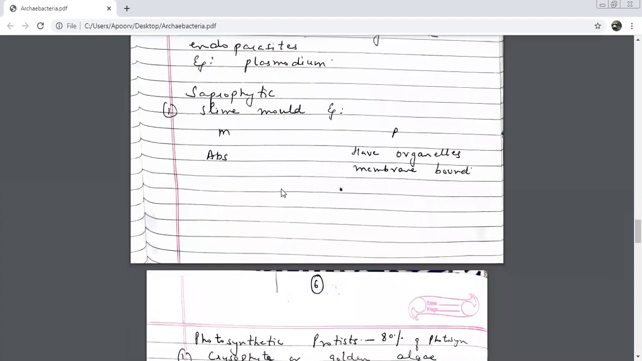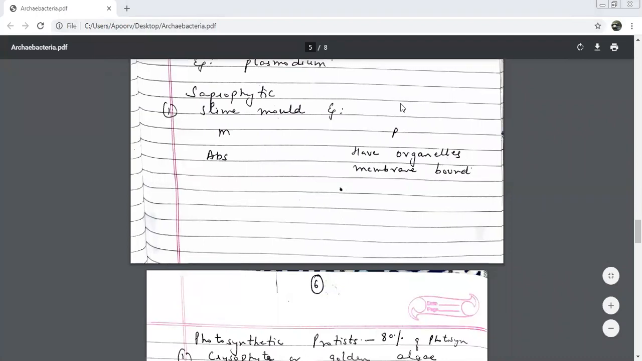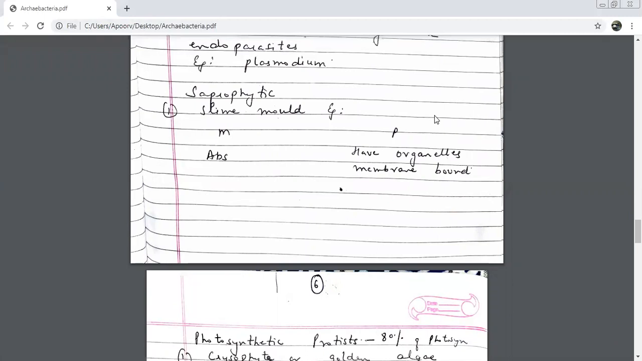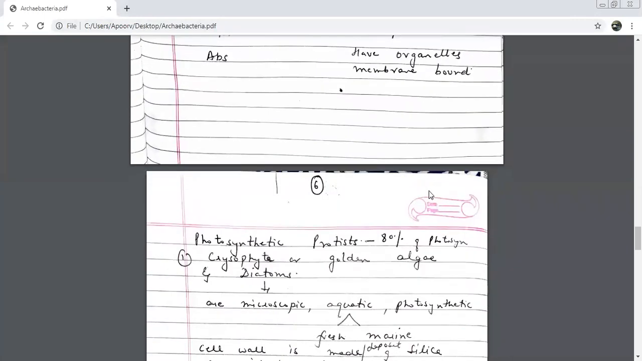Now we very quickly move on to the third and last division, saprophytic. Which ones are these? Saprophytes. The first subdivision of saprophytes is slime molds. Beta, what is the first subdivision we have in saprophytes? Slime molds. You've heard about them somewhere? Yes, ma'am. Sure. Okay, fine.